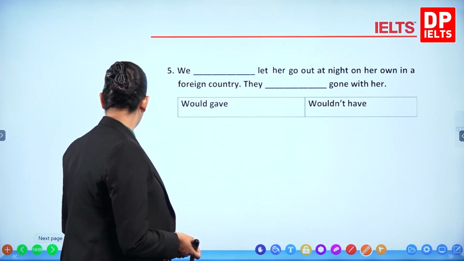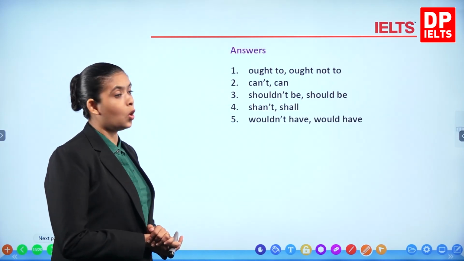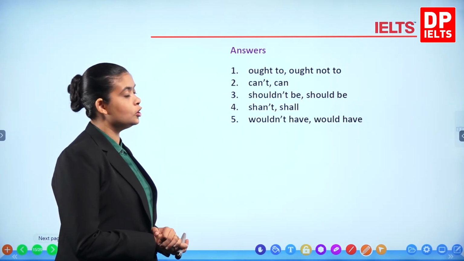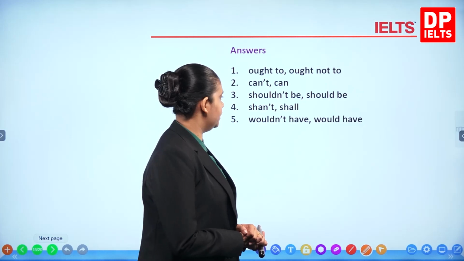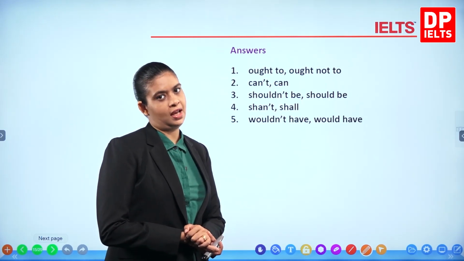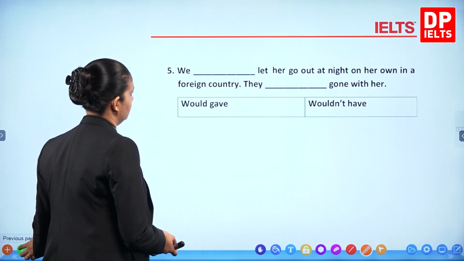So I hope you would have completed it. Let's have a look at the answers. Ought to, ought not to. Can't, can. Shouldn't be, should be. Shan't, shall. Wouldn't have, would have. Okay, so let's have a look at it.